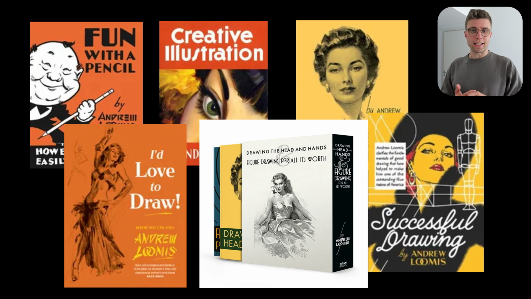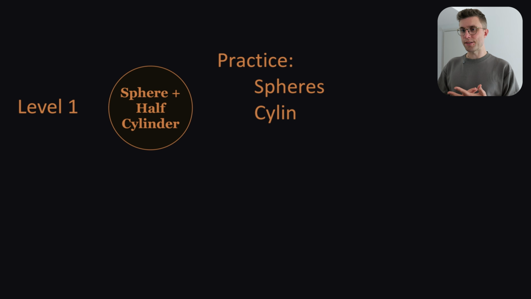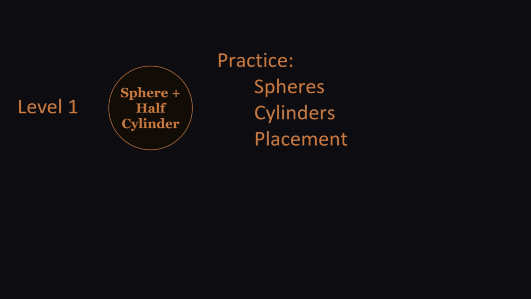It goes without saying that it's one thing to read a book, and of course it's much more important to actually do the practice applying the methodologies described in the book. So to recap, you're practicing spheres, half cylinders, placement of these features, placing them together to represent the 3D space of the head, and ideally you want to try out and do this while looking at different references and trying to get the angle similar to the reference that you're trying to draw.